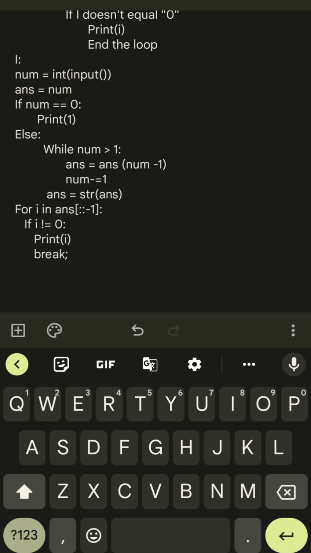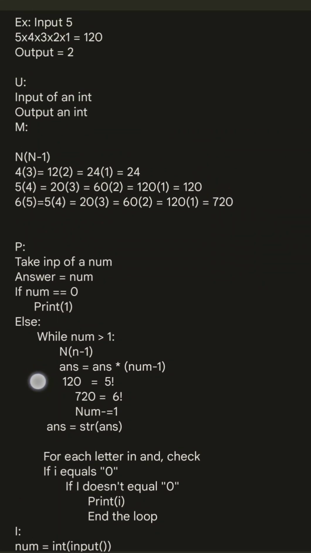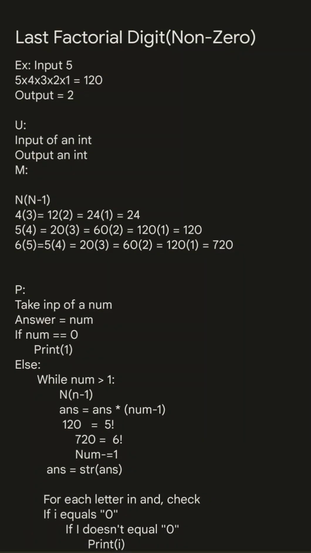And now that we have I not equaling 0, we would then go ahead and print out that number. So I don't know, 9 is the first number that comes to mind. Print out 9, break out of the loop, and the program ends from there. That's the whole way that we're going through this. And that's how this problem is going to be worked with. So yeah, that's how the last non-zero factorial digit works.